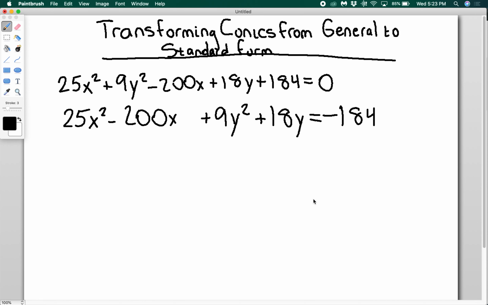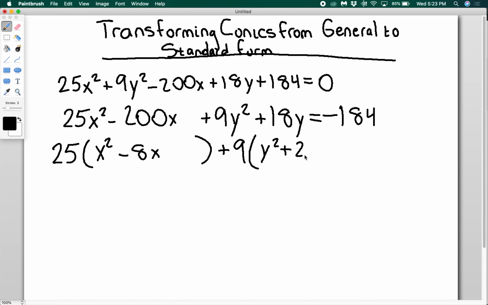From here, I'm going to factor out anything that I can. So here I have 25x squared minus 200x. I'm going to pull out a 25. So then I'll have 25 times x squared minus 8x, and I'm going to just leave a space here. Plus 9 times y squared plus 2y, I'm going to leave a space again, equals negative 184.